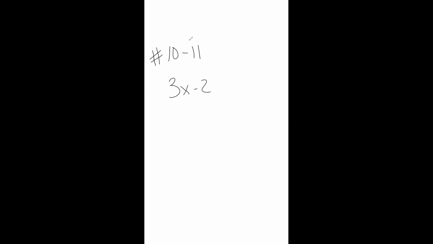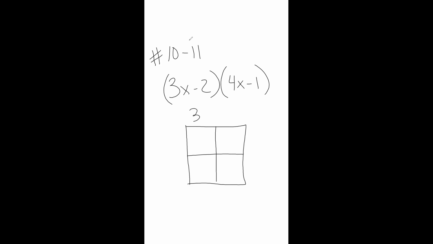3x minus 2, and then 4x minus 1. Draw my box. All right, so 3 times 4 is 12, and then x squared, because we have this x and this x. We're multiplying. When we multiply and we have exponents like this, we're actually going to add them.